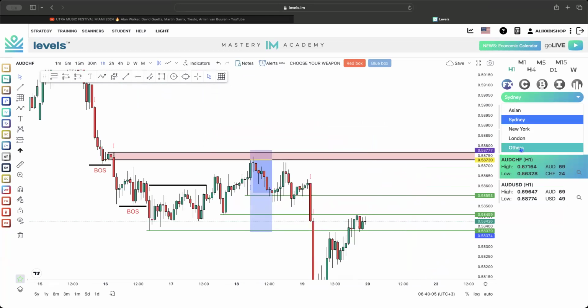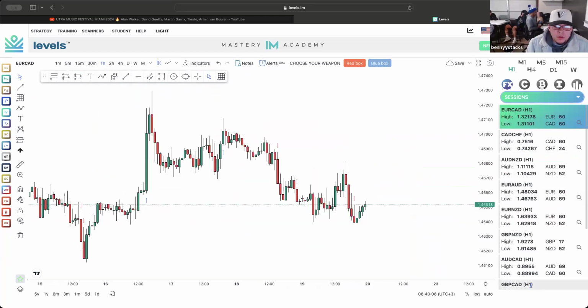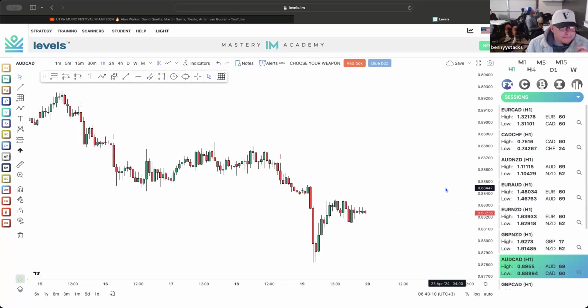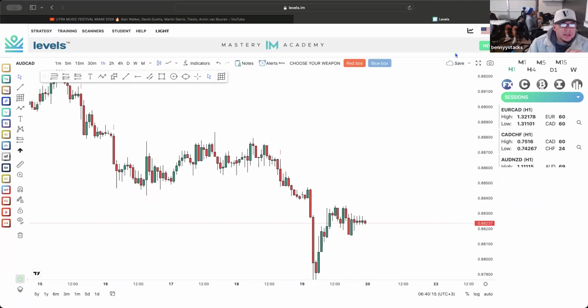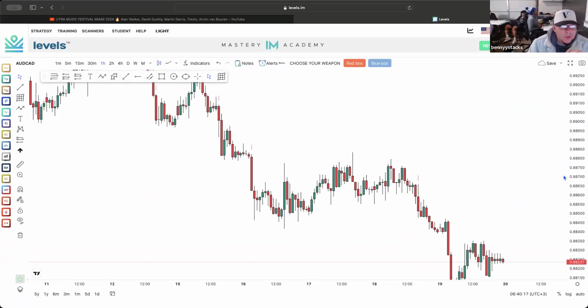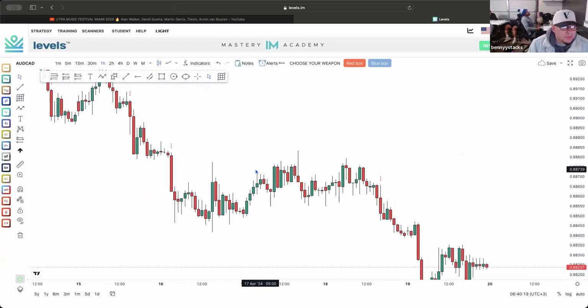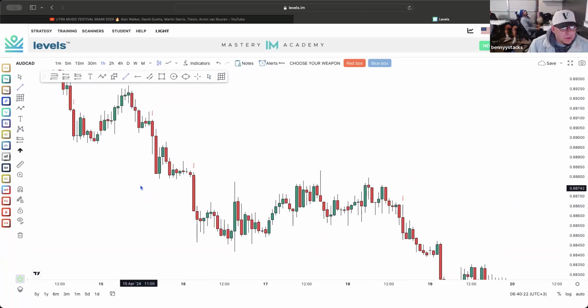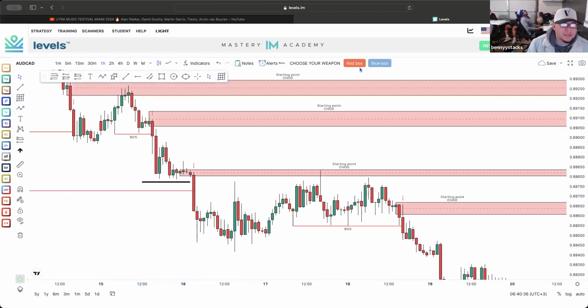Yep. Let's go to other. Where's the AB CAD? Guys, this one did the same exact thing. Look at this. Oh my goodness, bro. This was even better in my opinion. Notice how we have a low here, lower low, lower high, starts to consolidate before breaking structure to the downside. Boom. We finally get that BOS, and Levels is letting me know we have a starting point right there.